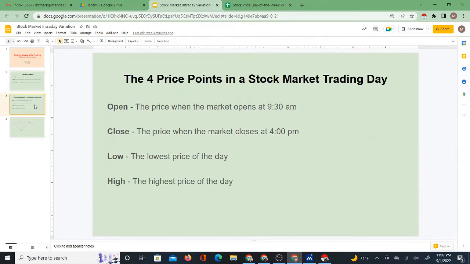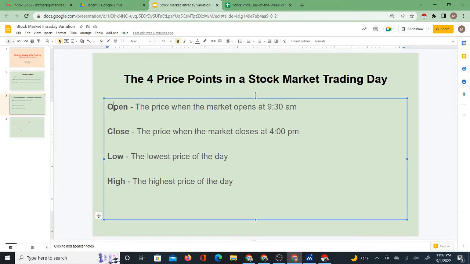All right. Now, the thing is, we need to know and understand the 4 price points that exist within a stock market trading day. So first of all, the first one of these 4 price points is open. Okay, the open. The open is the price when the market opens at 9:30 a.m. in the morning. The close is the price when the market closes at 4 o'clock p.m. All right, so very simple. Whatever the price of the stock is when it opens, that's its open price. Whatever price it is when the market closes at 4, that's the close price.